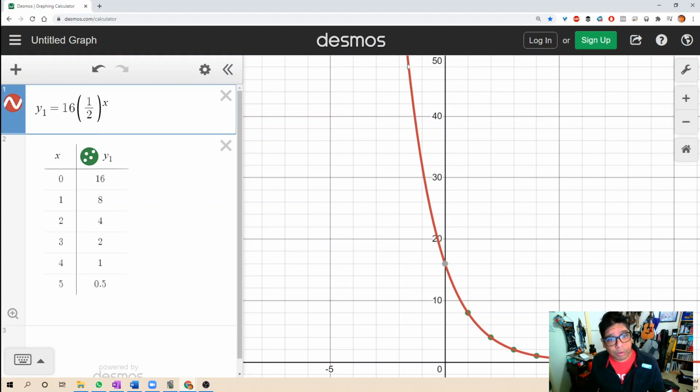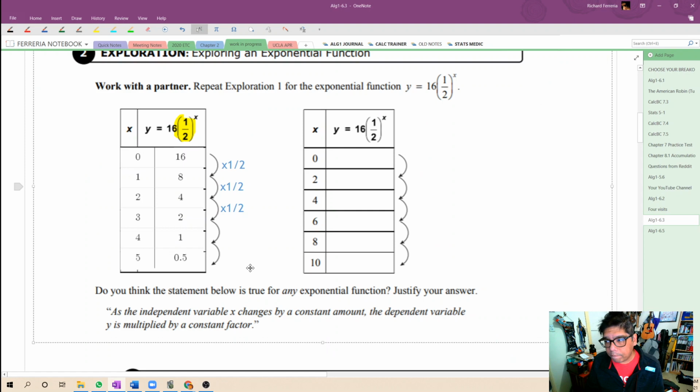Okay, notice the graph changes. Now we have a downward trending graph, and as it seems in the graph, the numbers are decreasing. Copying and pasting that chart over into exploration 2, we can see that the theory worked out really well. To get from 16 to 8, we divide by 2, or we multiply by 1/2. To get from 8 to 4, we divide by 2, or multiply by 1/2, all the way down the line.